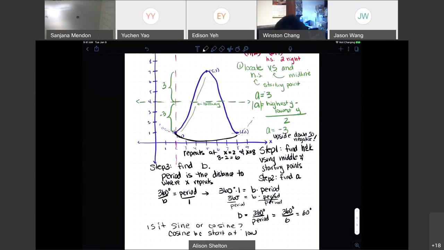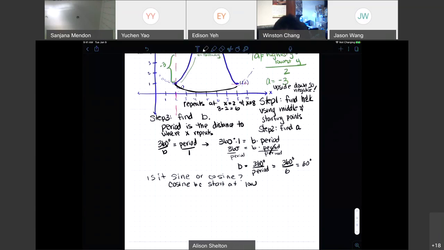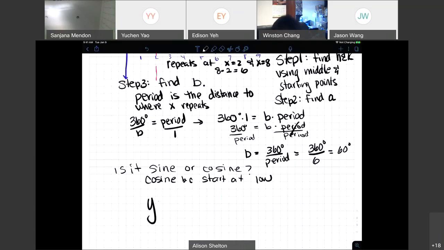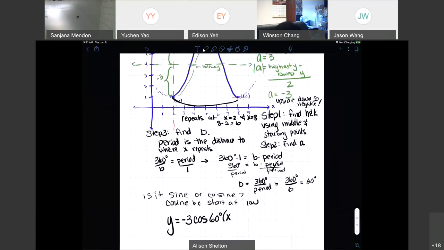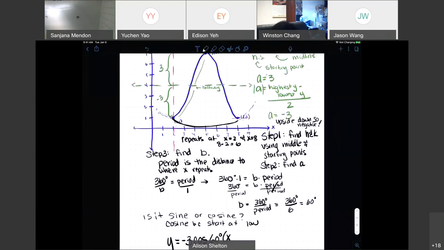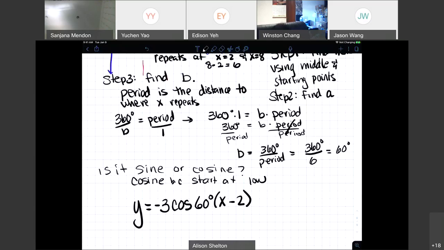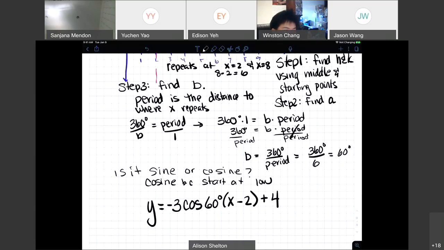So that was kind of a lot of work to find all the important points, but let's go ahead and use that to write it. So we have y is equal to, now we decided that a was -3, so -3. We decided this was a cosine graph, so cosine. We looked for b is 60 degrees, so it's 60 degrees times x. Now we look at the horizontal shift. The horizontal shift was 2 right, so this should be -2. And then the vertical shift is always equal to the midline, and the midline here was at 4, so it is 4. And that's our equation.